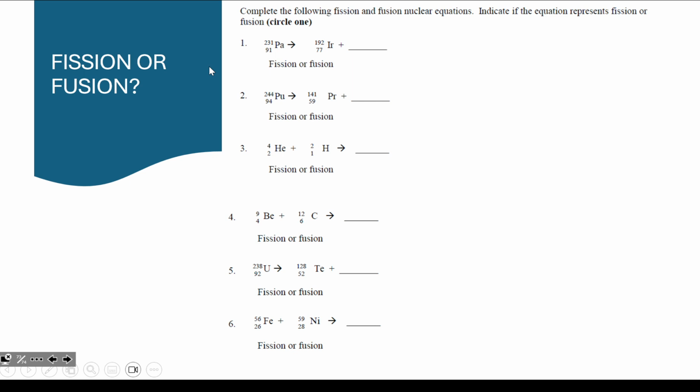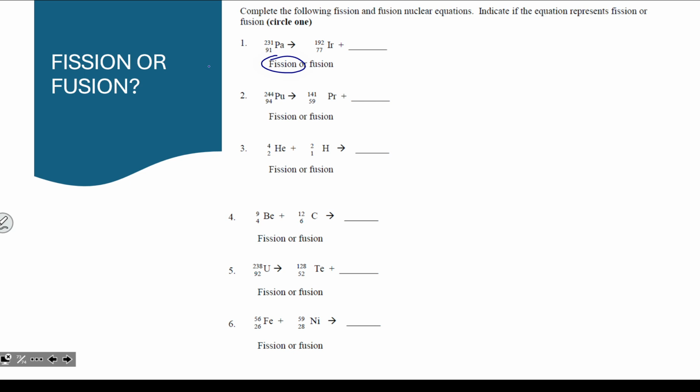All right, so for our practice, I'm going to do one with you guys just to show you how it works and to explain how you can tell if it's fission or fusion. We're going to do number one. If it's fission, we're going to have one bigger molecule and it's going to split into two smaller ones, like this one here. If it's fusion, we'll start with two and it'll become one. So kind of like look at number 3 or 4.